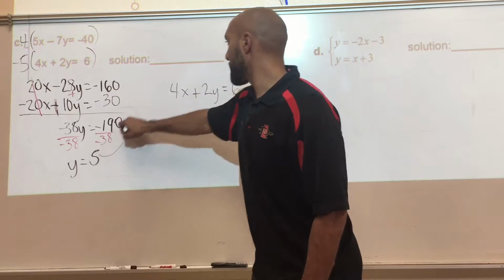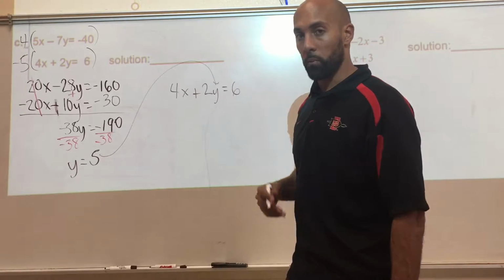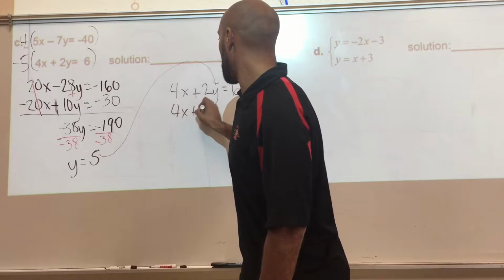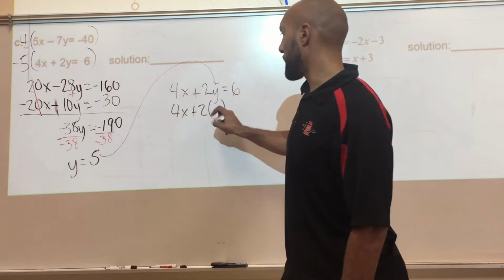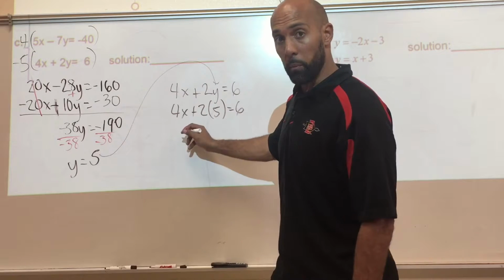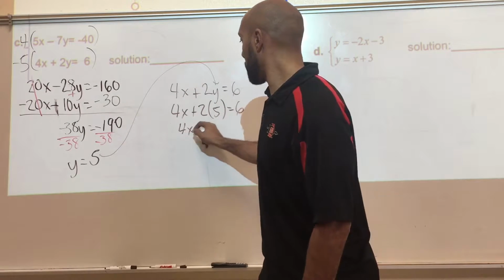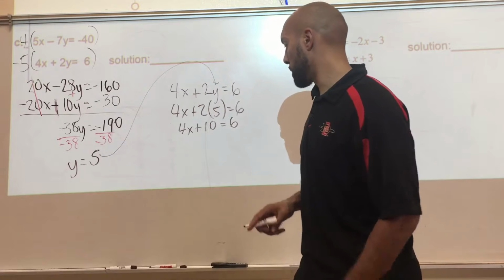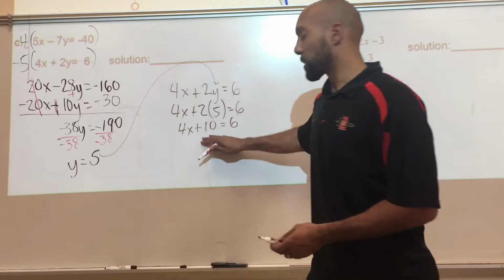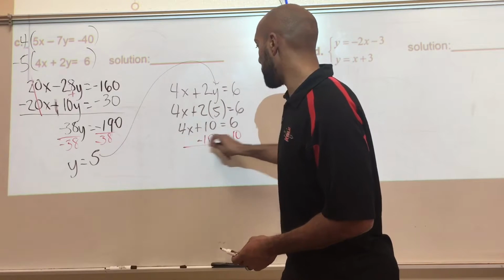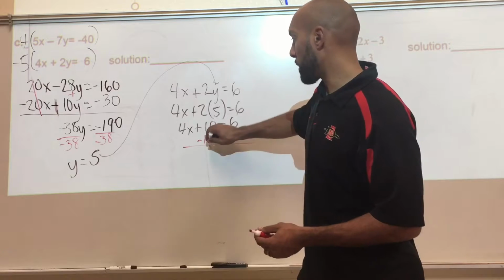Okay, I'm going to plug this in to y, because remember we found y, so plug it in there. Okay, take out the y, plug in the 5. Okay, then just go ahead and multiply. 4x plus 10 equals 6. And again, take away this 10 from this side. Take away 10 from this side. Okay, and cancel it out.